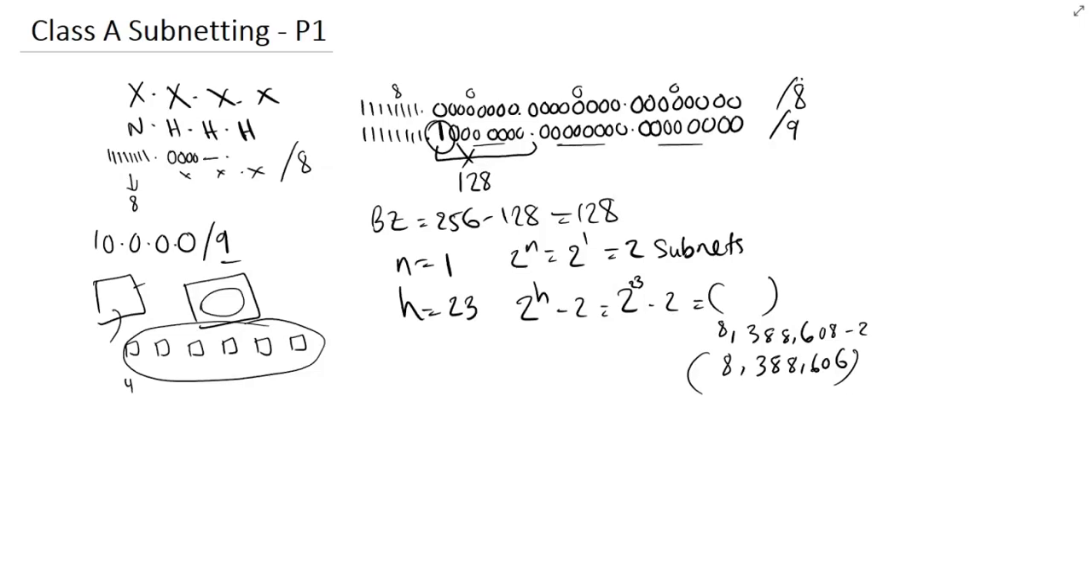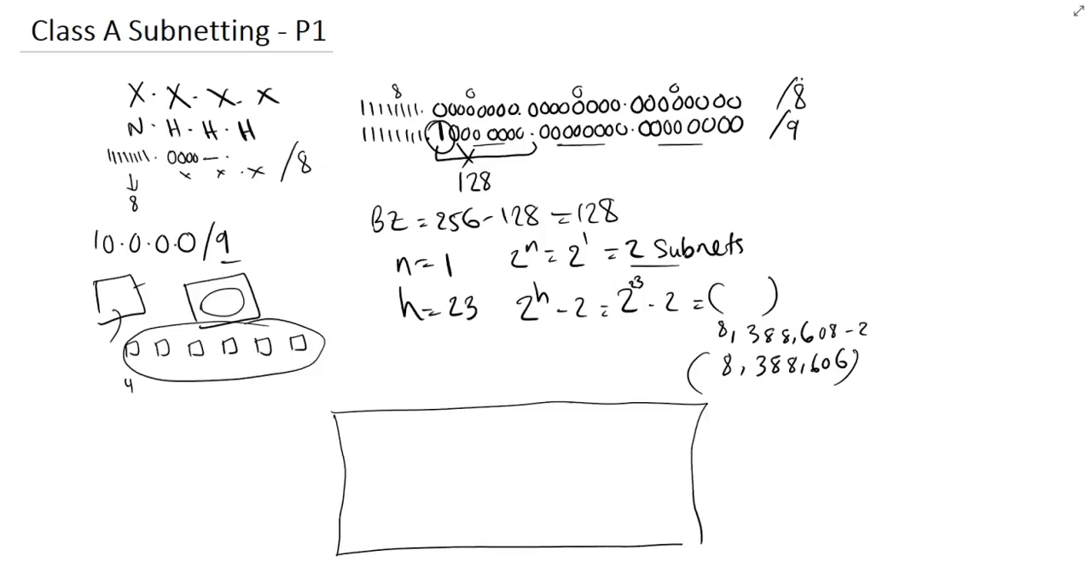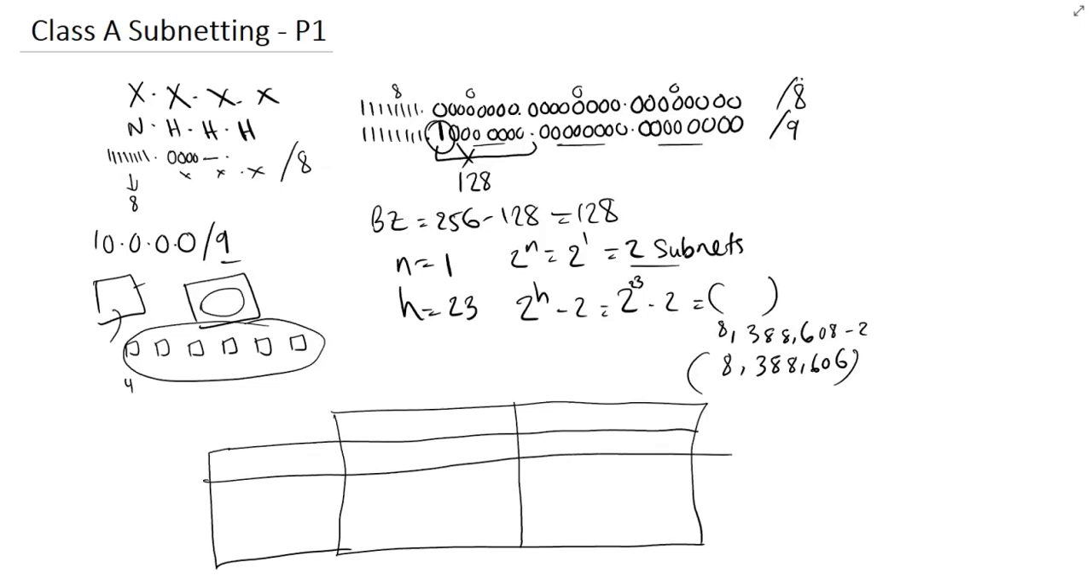So let's see what we can do with this example. We know we have 2 networks, and if we build a table and we only define 2 networks here, for these 2 networks we give the first IP address to be the network, the second IP address maybe the first usable one, and the last usable one.